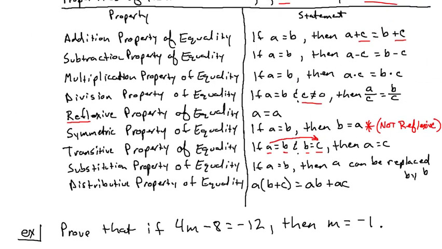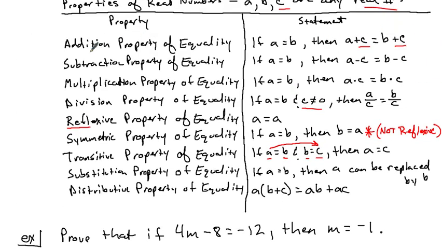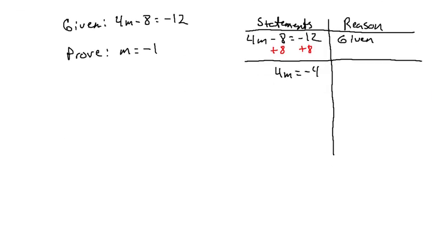So if we go back up and look at our properties, we saw that the addition property of equality says that we can add the same thing to both sides of an equation. So we come back down here. The reason that 4m is equal to negative 4 is because of the addition property of equality.